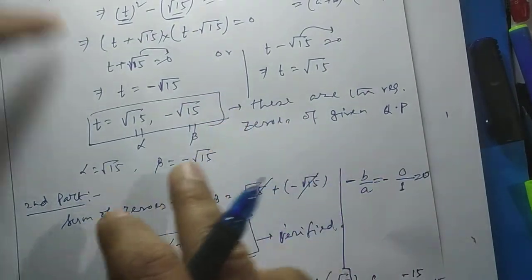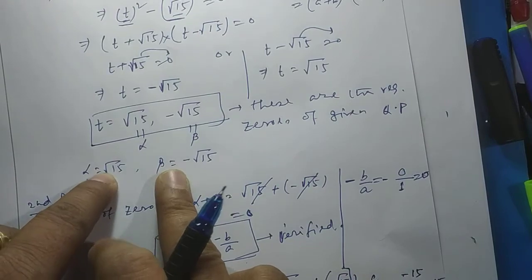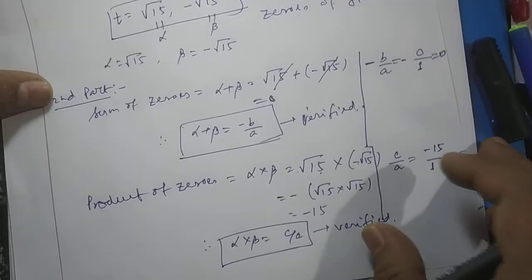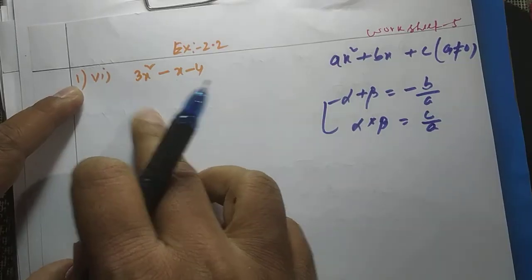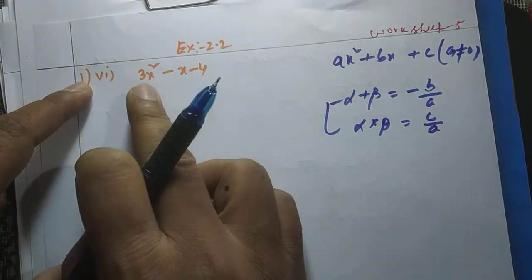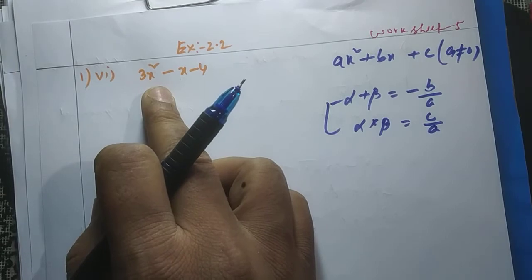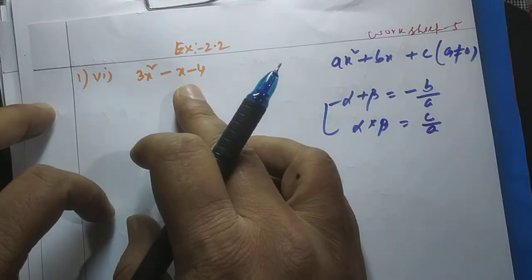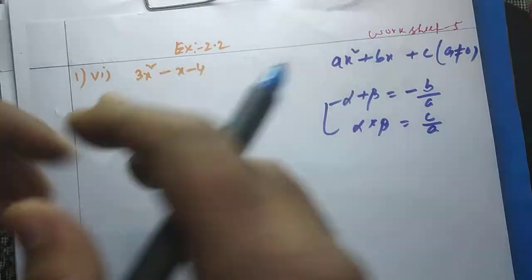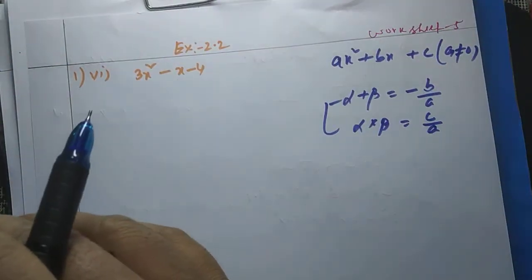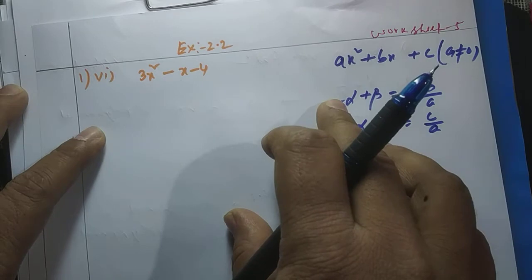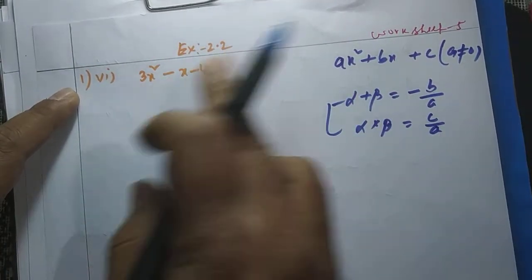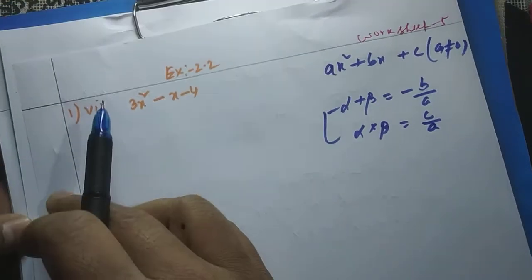First we have found the roots, √15 and −√15. After that we have verified the relations. Okay. Come to the next question. Similarly, here one quadratic polynomial is given, and in the similar manner we have to find the zeros first. After that we need to verify the given relations. Understood? First let us find the values of a, b, c by comparing with the general form.